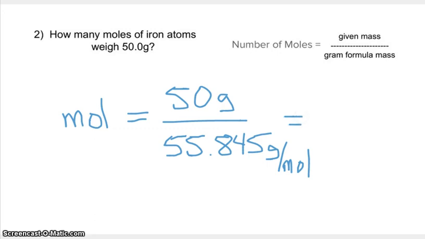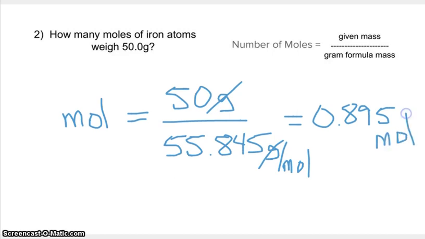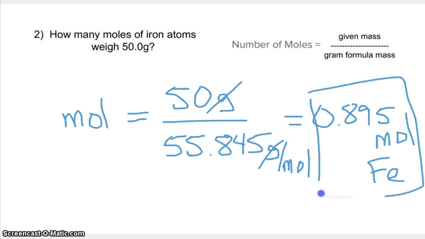When I do that, I know right away that looking at this, I'm going to get a number that's less than 1. So my answer is actually 0.895, which makes sense because 50 is less than 55. And my unit will be, grams are going to cancel out, it's just going to be in moles. And that's going to be moles of iron. So that's my final answer for number 2. 0.895 moles of iron, the Fe. Okay, so it's really just deciphering which variables you have and solving for the correct one.